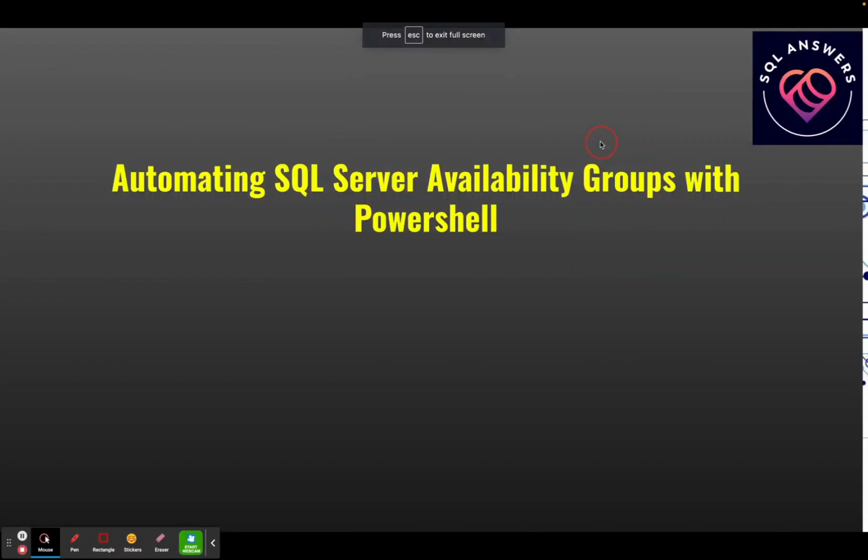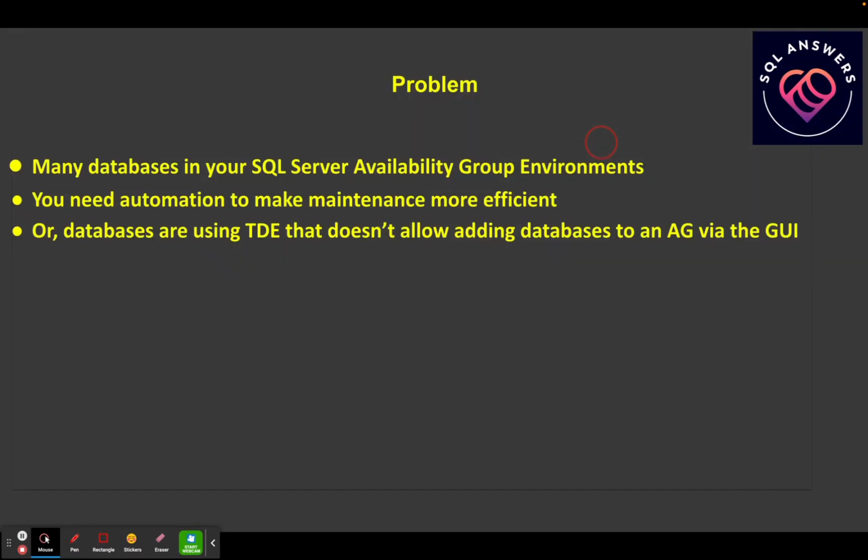Today's video, I'm going to go through automating SQL Server Availability Groups with PowerShell. So what we're going to talk about is how do you add a database to an availability group without using the GUI? There may be reasons that you want to do this.